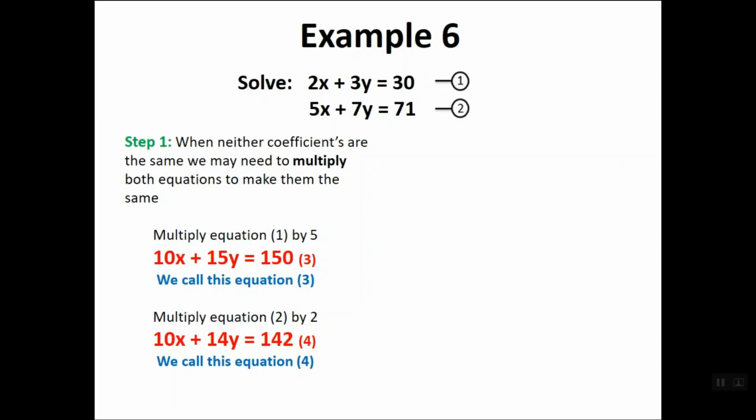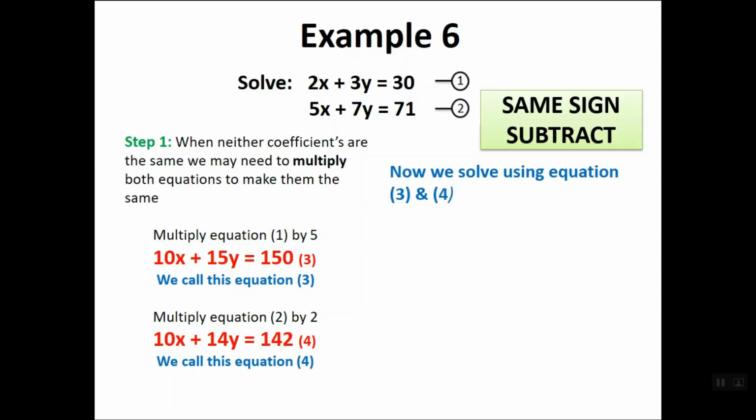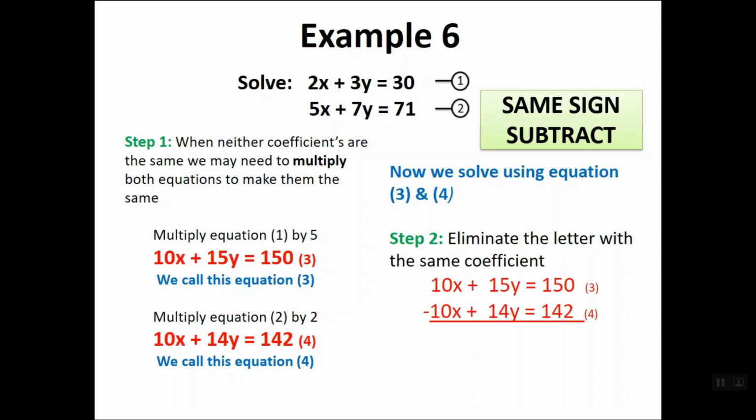So now, guys, given that I have these two equations, having the coefficient of the x variable being the same, I can use my elimination method. So the next step to check is that once we have the same sign, we'll subtract. So we'll be solving using equation 3 and 4. My next step now, guys, is to eliminate the letter with the same coefficient. So let's first write equation 3 and 4. And we agree that we need to subtract.